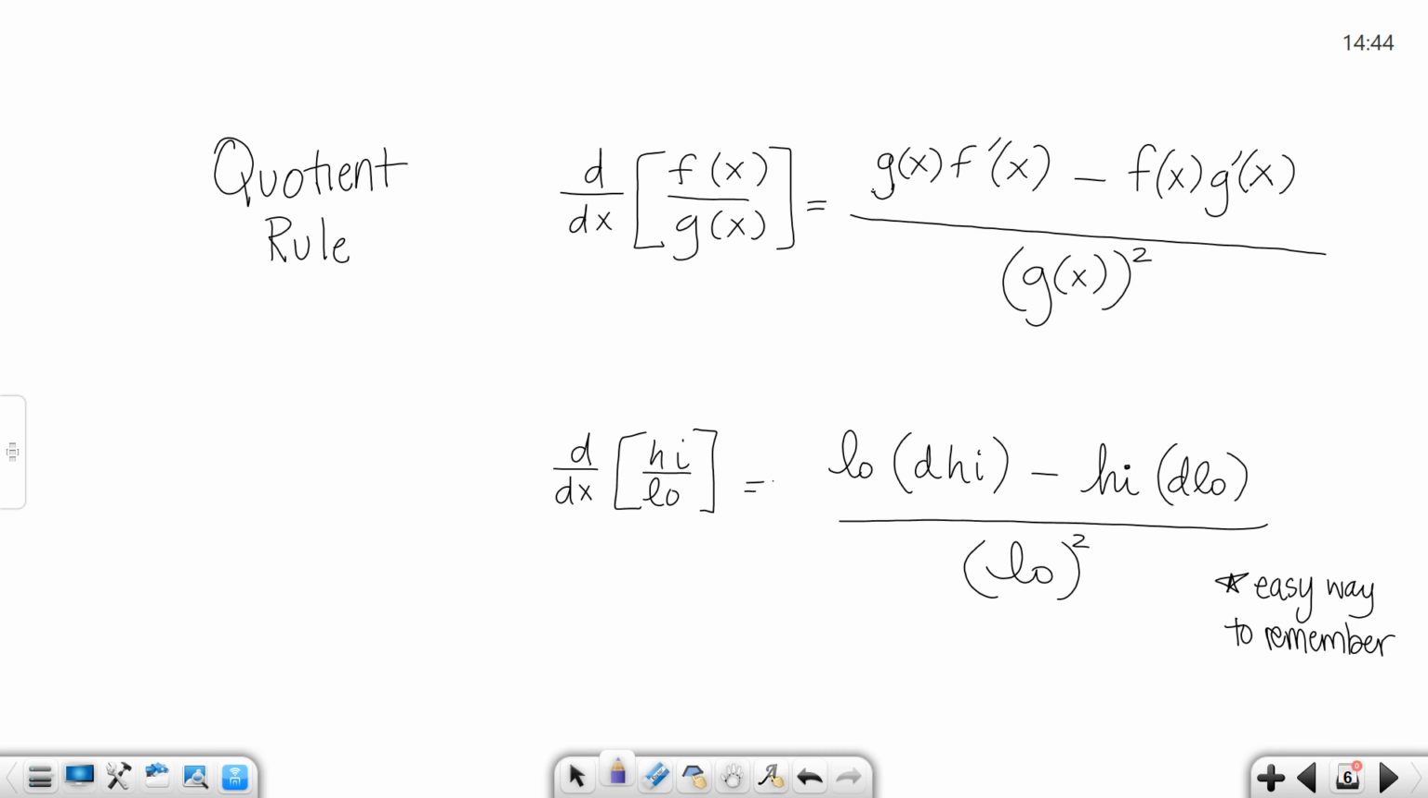I tried to write it in cursive where you could tell it was low and not 10, but this way seems to work pretty well.